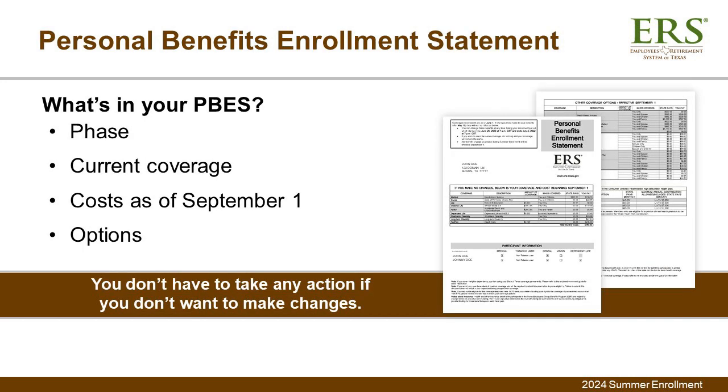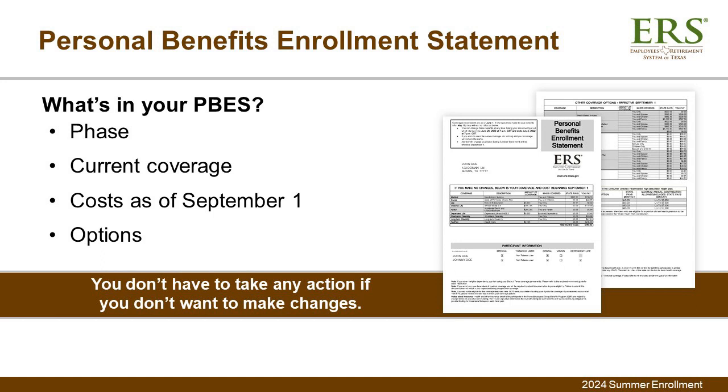You may be asking yourself, how do I know what phase I'm in? Or what options do I have? Well, every year before your summer enrollment phase, ERS mails you your Personal Benefits Enrollment Statement, PBES. It is important that you read this document. The front of your PBES details the dates your summer enrollment phase starts and ends, coverage you are enrolled in, including up to 3 of your dependents enrolled in coverage, and monthly cost of your current coverage effective September 1st.